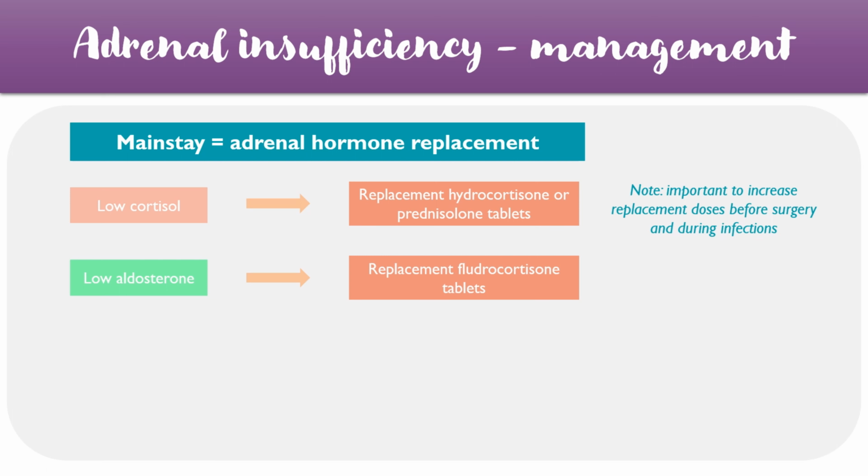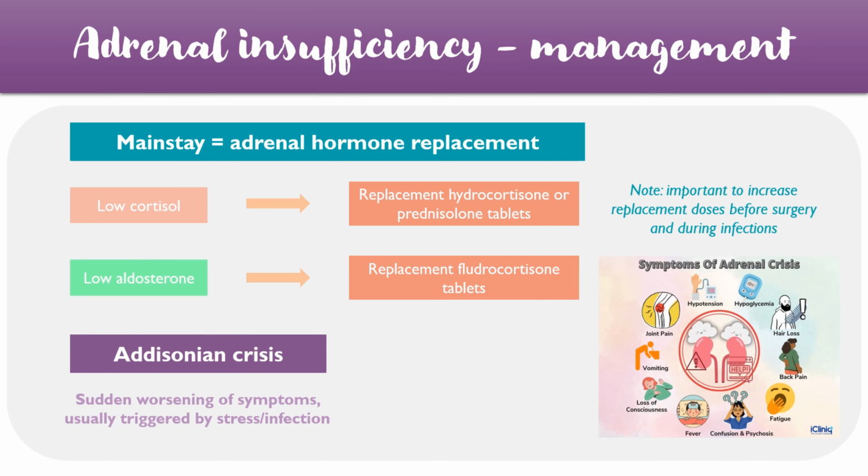Notably, it's important to increase replacement doses of these medications before surgery and during infections to prevent any adverse effects. And one of these adverse effects might be an Addisonian crisis, which basically involves a sudden worsening of symptoms in these patients, usually triggered by stress or an infection. And you can see some of the signs and symptoms which can occur in the diagram here. To manage an Addisonian crisis, we can give IV sodium chloride for fluid balance, IV hydrocortisone to replace the cortisol levels, and IV antibiotics if there's an infection present.